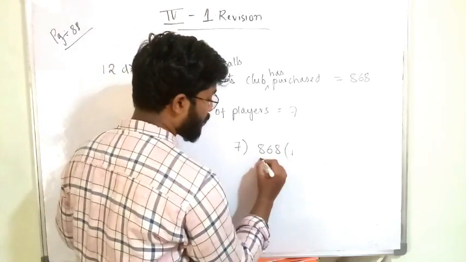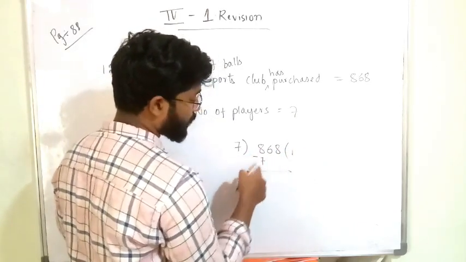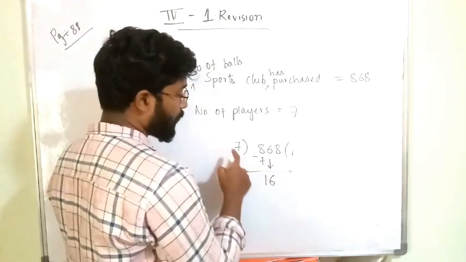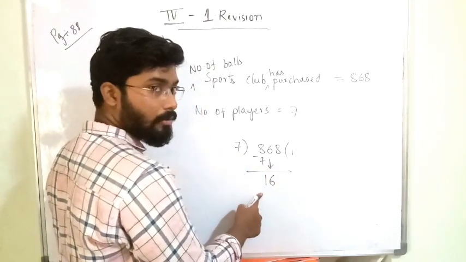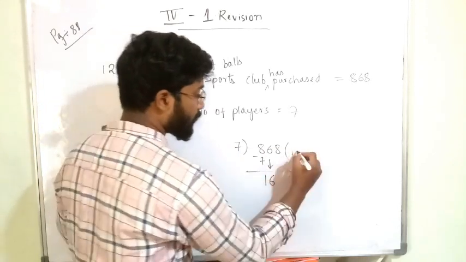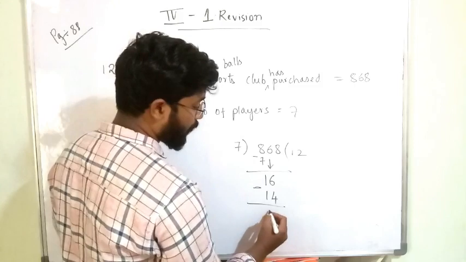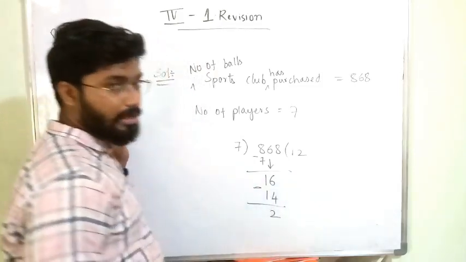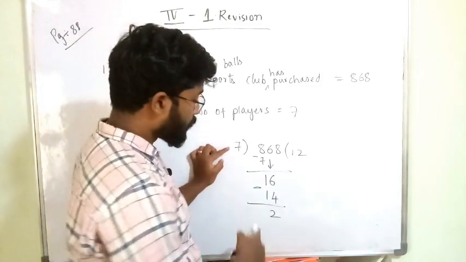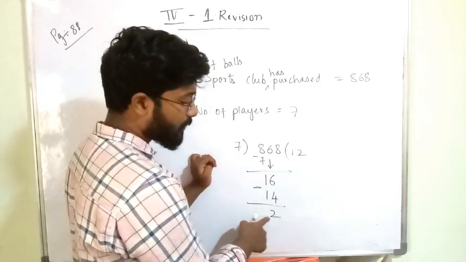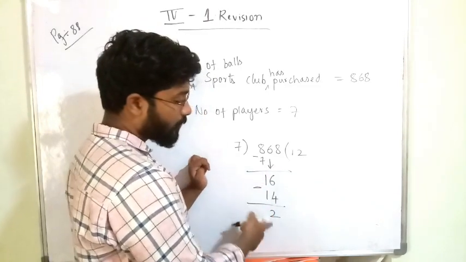7 ones are 7. I am doing the subtraction. 8 minus 7, 1. I am bringing down 6, making 16. In the 7 table will you get 16? No, but you will get 14. 7 2s are 14. So you will get 2. What is the 2? 16 minus 14. The difference between 16 and 14 is how much? 2.